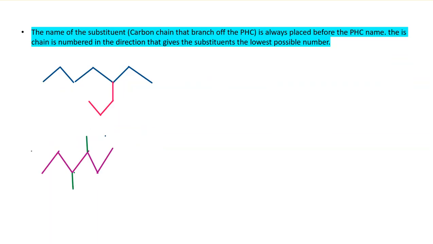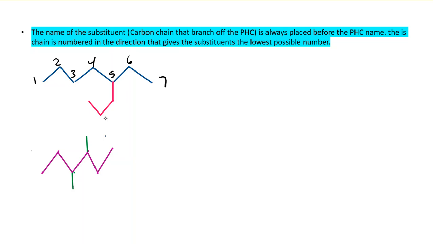The second rule says the name of the substituent, which is the carbon chain that branches off the parent hydrocarbon chain, is always placed before the parent hydrocarbon chain name. The chain is numbered in the direction that gives the substituent the lowest possible number. From the first example, we first have to determine the parent hydrocarbon chain, which is the longest carbon chain. I'm going to be counting from left to right.